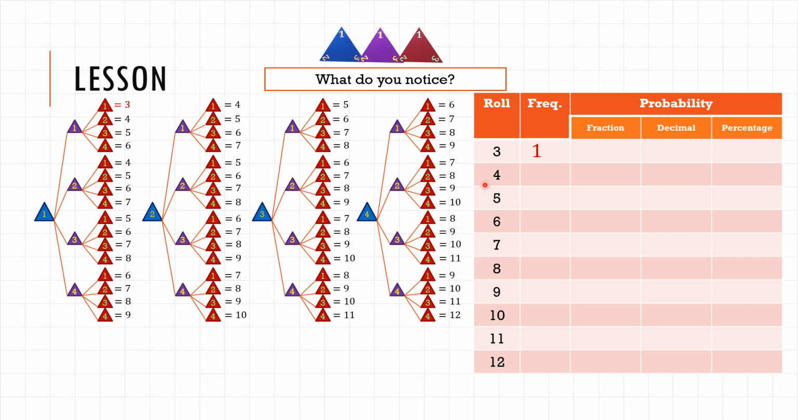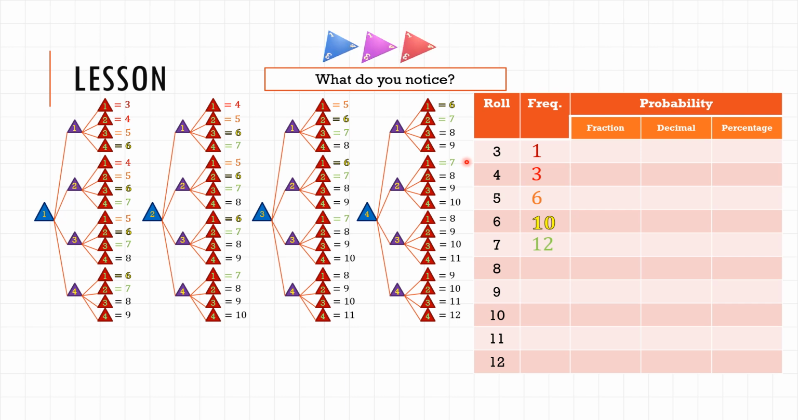When I look at the number of 4s, there's 1, 2, 3 4s. There's 3 ways to roll a 4. And there's 6 ways to roll a 5. There are also 10 ways to roll a 6. And 12 ways to roll a 7.